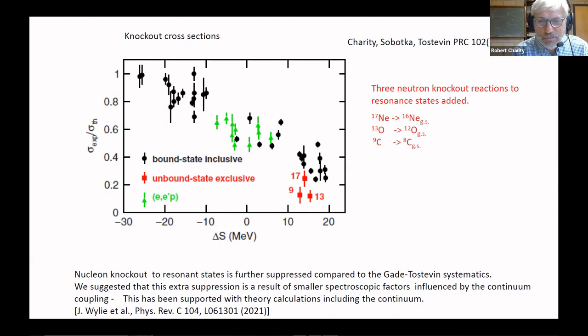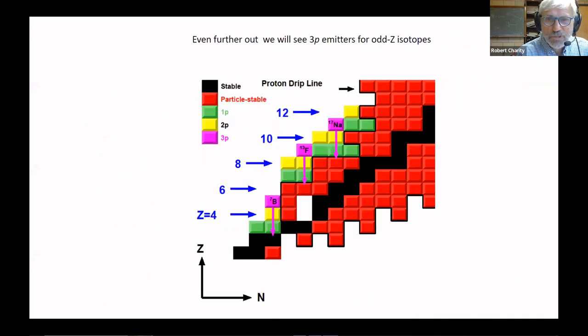So I guess there could be a number of possible reasons, but we suggested that this was a result of using the standard shell model, because it doesn't include the continuum, and these are all in the continuum. And so maybe spectroscopic factors are lower when you knock out to the continuum, at least in these specific cases. And there has been support, especially in this paper by Josh Wylie and company, where they did calculations for oxygen 13 and carbon 9 knockout and get similar changes in spectroscopic factors. But I wish to now move further out.